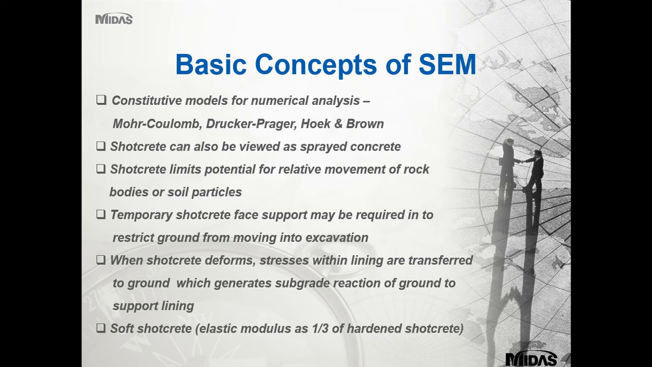So when the shotcrete deforms, stresses within the lining are transferred to the ground, which generates subgrade reaction of the ground to the supporting lining, which effectively means that the shotcrete affects the ground conditions and it reverses back through the shotcrete, so we can monitor the stresses and also deformation throughout the whole process during the construction stages. And we consider soft concrete with the elasticity modulus as 1/3 of the hardened shotcrete, and we also give values for this. It's very important in the construction stages as you go through, because as the shotcrete hardens through the process, you can actually take the number of days it takes and the effect of that concrete.